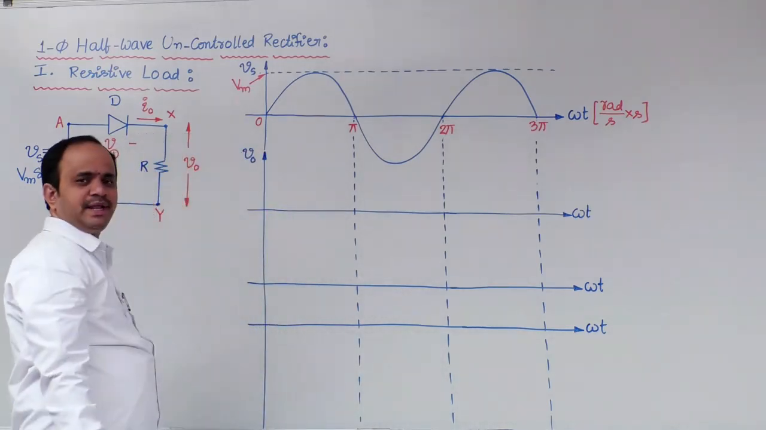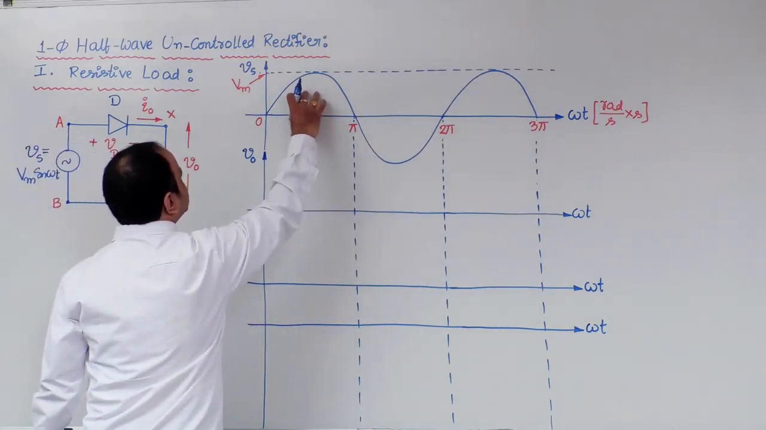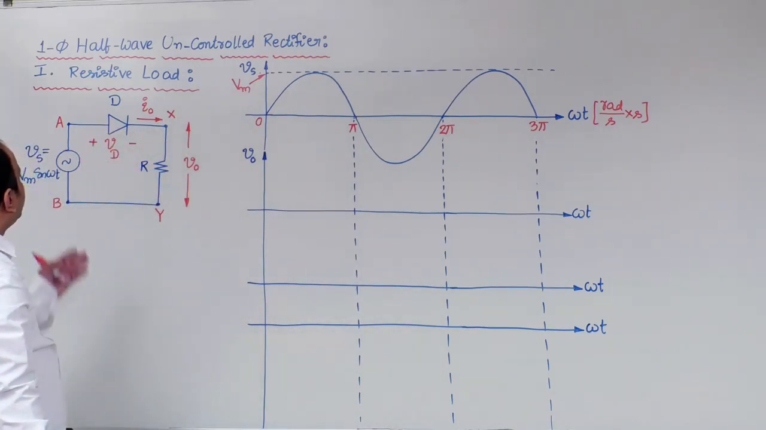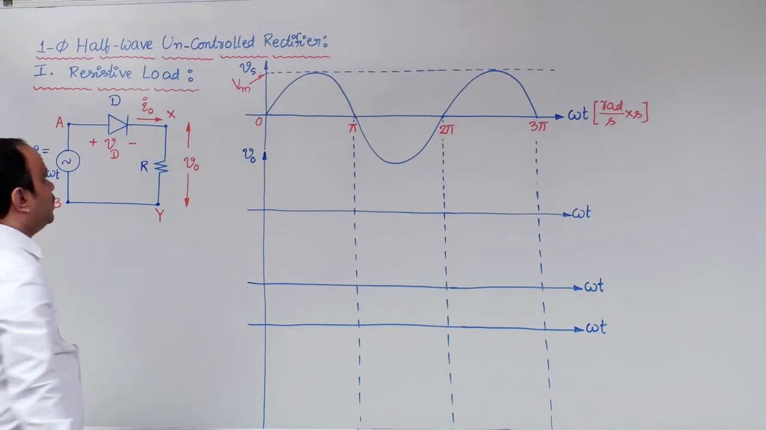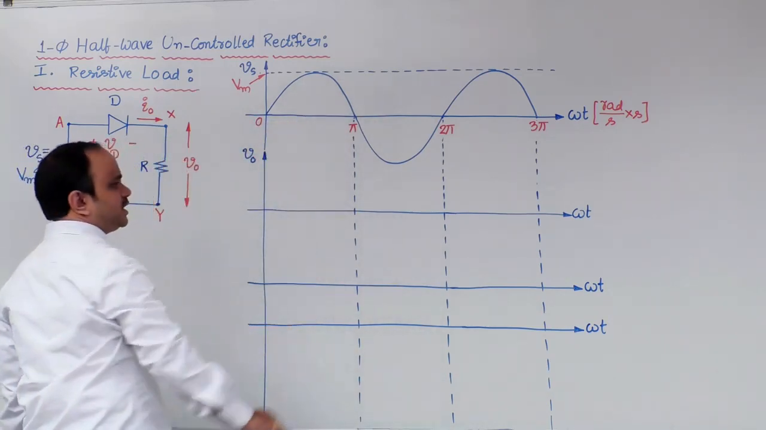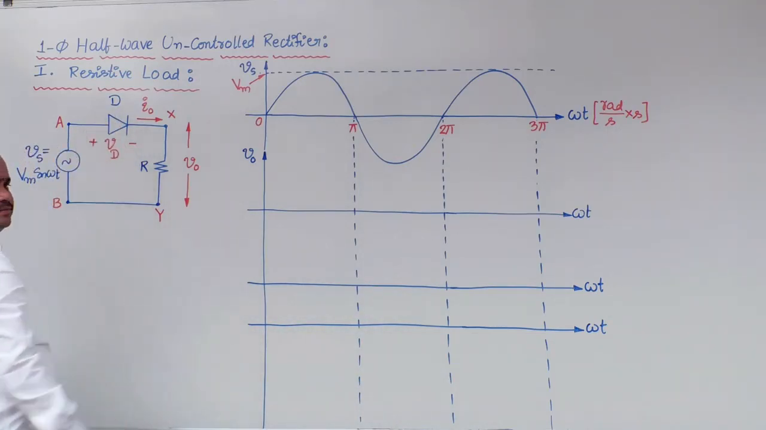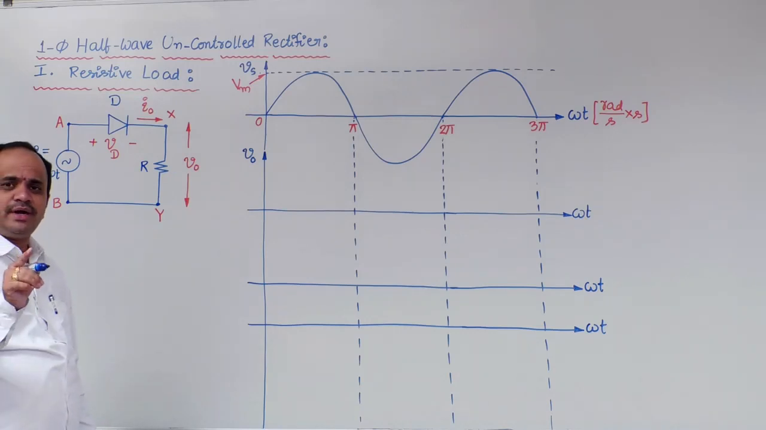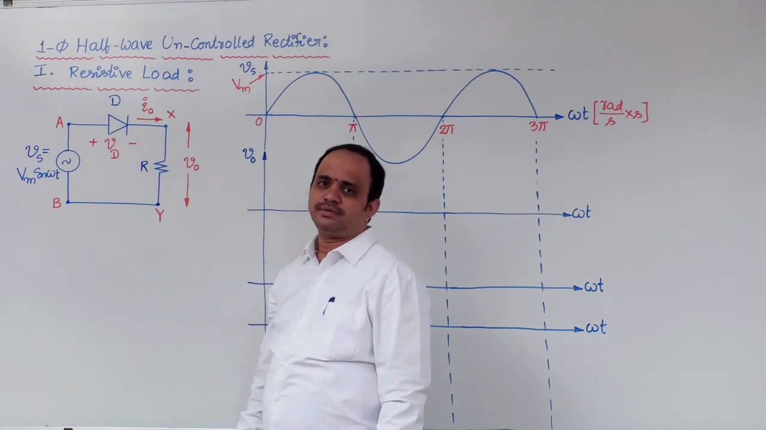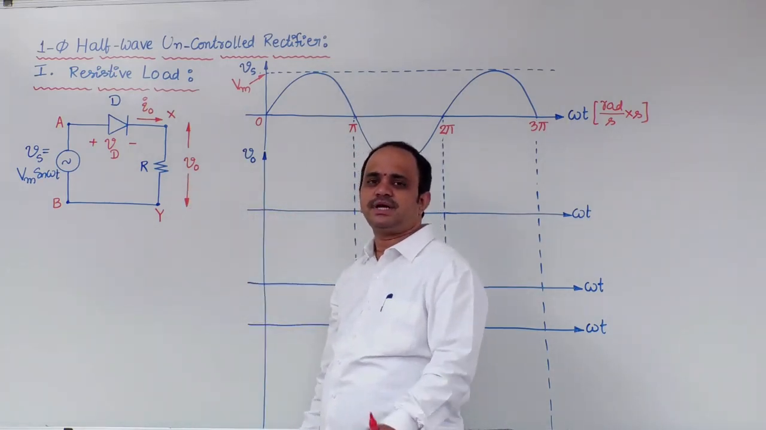Now the first waveform in the analysis: if you give this type of source voltage waveform to this half wave rectifier circuit, then what is the diode behavior? From 0 to pi, due to this positive half cycle of source voltage, the diode will be forward biased. Diode is an uncontrolled device. It doesn't require any control signal in order to turn it on. Then what will happen? The moment it is forward biased, it will start conduction.